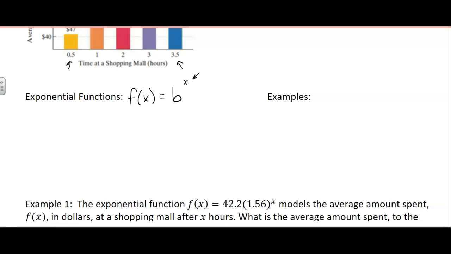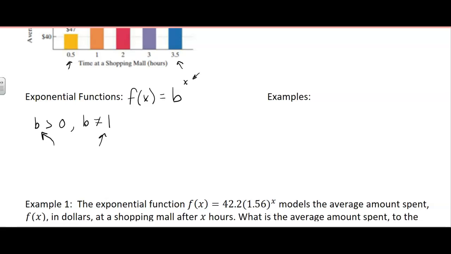There are some restrictions on b though. b has to be greater than 0, so it has to be positive, and b cannot equal 1. So why is that? Well, if the base were negative, you're not going to get the same output. You're going to get positive, negative, positive, negative. It's going to oscillate like that, so you're not going to get a continuous trend.